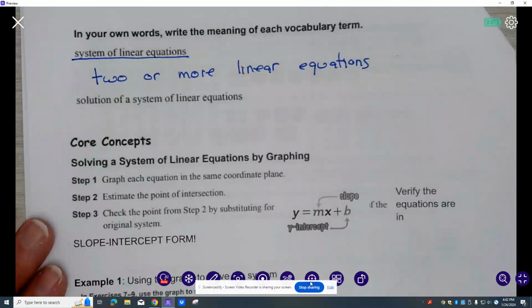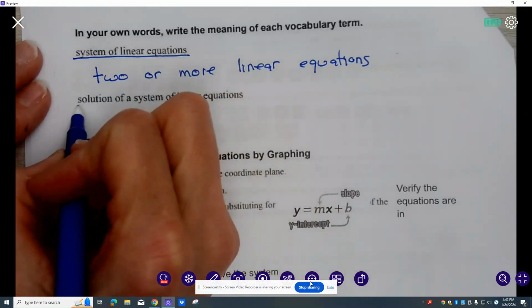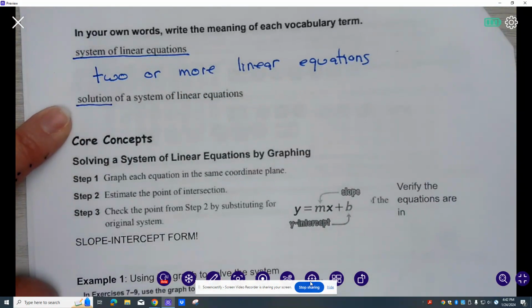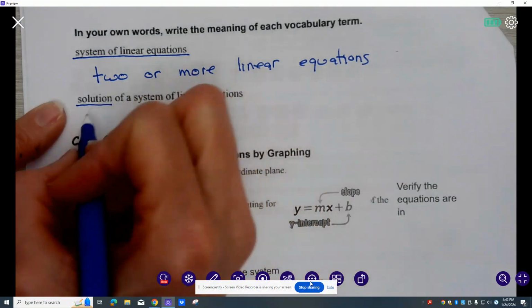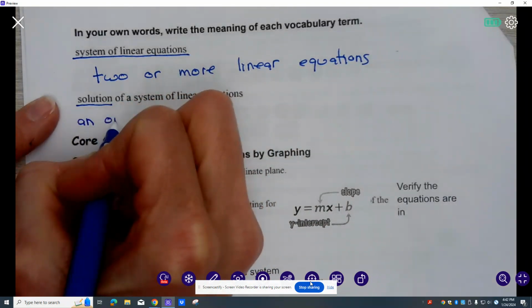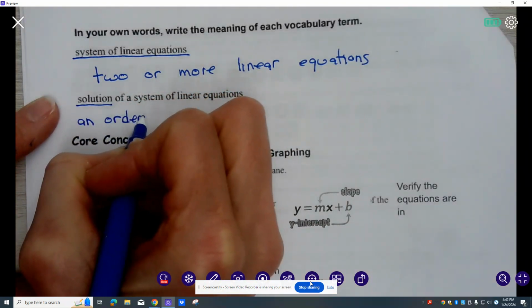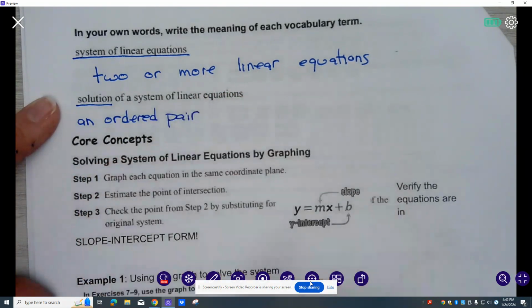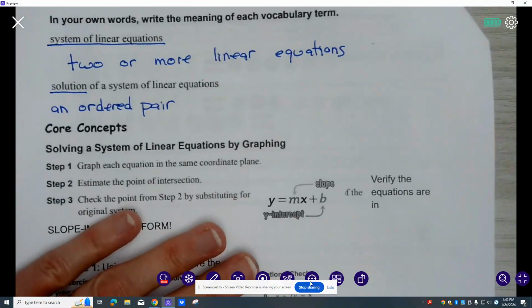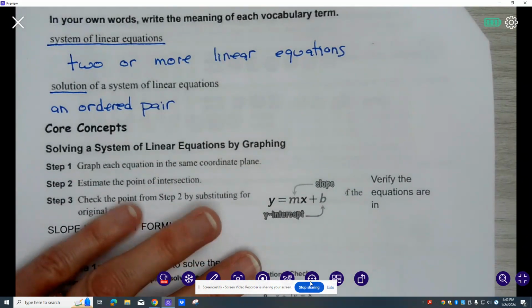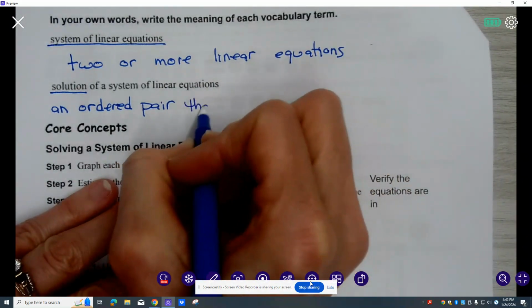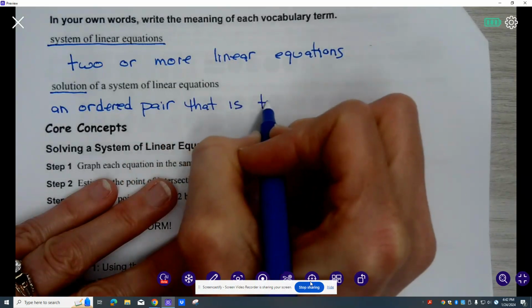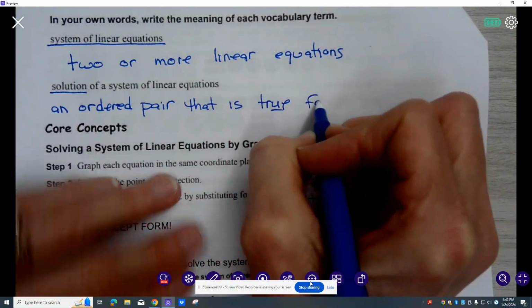Then the other big important thing for chapter 5 is finding what we call the solution for a system of linear equations. So that is an ordered pair, O-R-D-E-R-E-D, yes, ordered pair, sorry, that's a little messy, which is a coordinate point that is true for each equation. That is true for each equation.